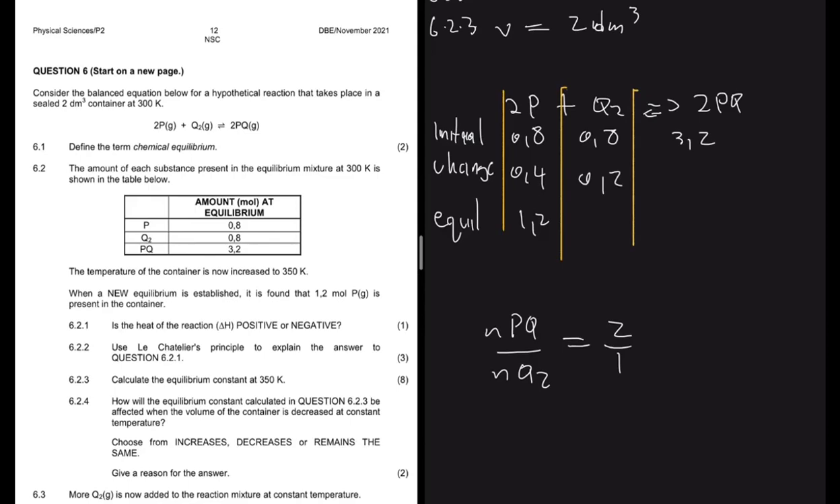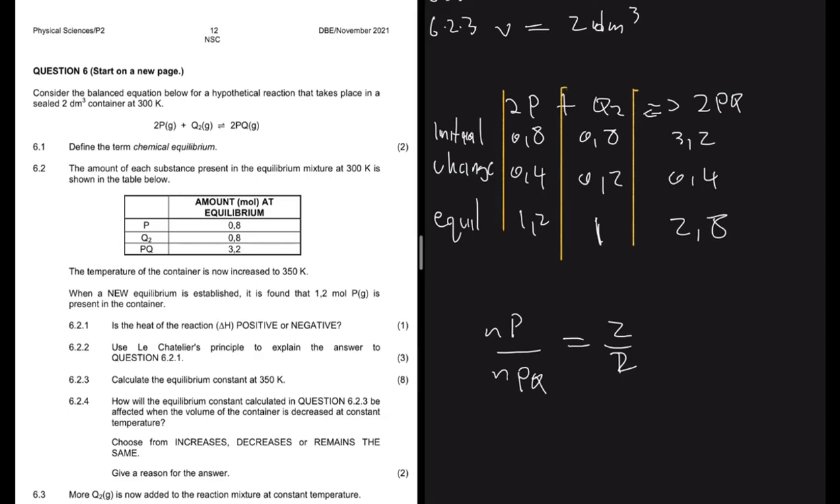And then for P and PQ, the balancing coefficients are the same. In our equation here, this was supposed to be P and not PQ. So here for PQ, we just have 2 divided by 2, which is just 1. So the change for P and the change for PQ is the same. It's also 0.4. So for Q2 at equilibrium, we'll get 0.8 plus 0.2, which gives us 1. And then for PQ, we're going to have 3.2 minus 0.4, which will give us 2.8.